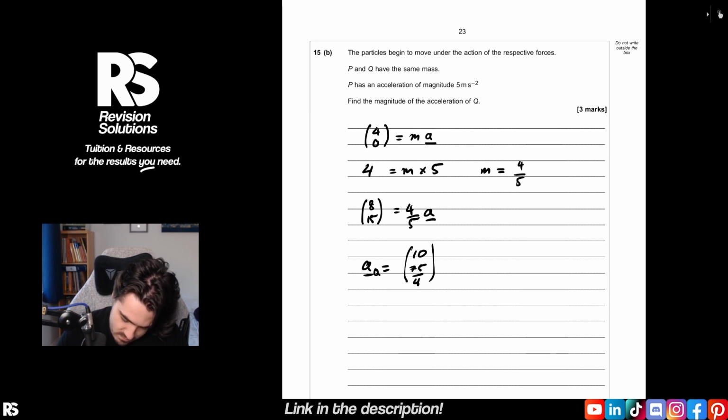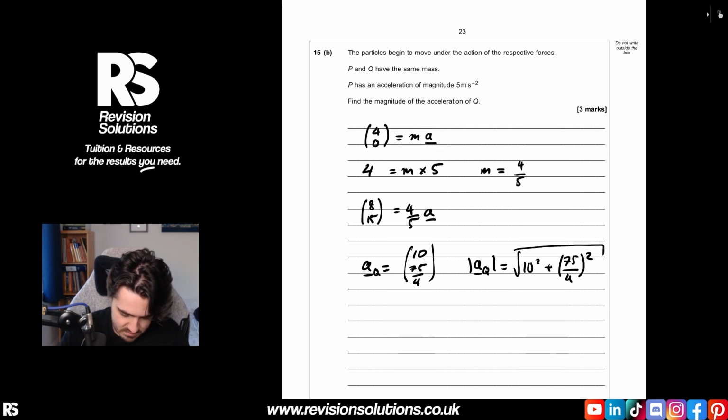So we can do that with Pythagoras. The magnitude of Q's acceleration is going to be the square root of 10 squared plus 75 over 4 squared. And plugging that into a calculator, we would get 85 over 4. And the units of that would be meters per second squared.